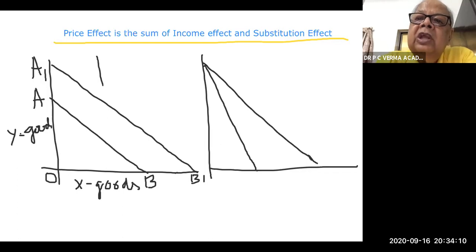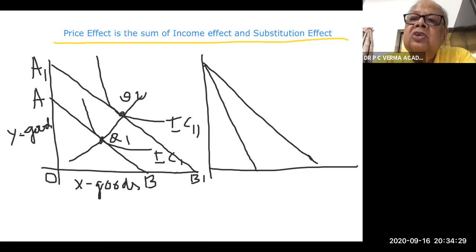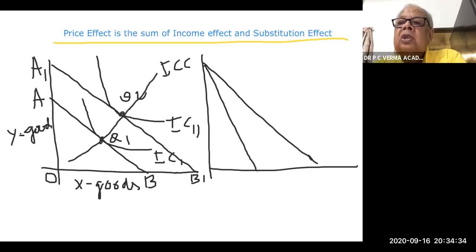We have studied earlier that in indifference curve 1 and indifference curve 2, the consumer shifts from Q1 to Q2. This is called income consumption curve.